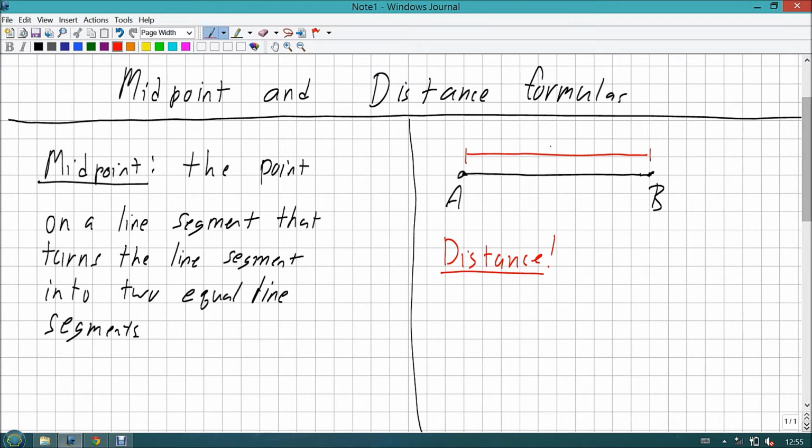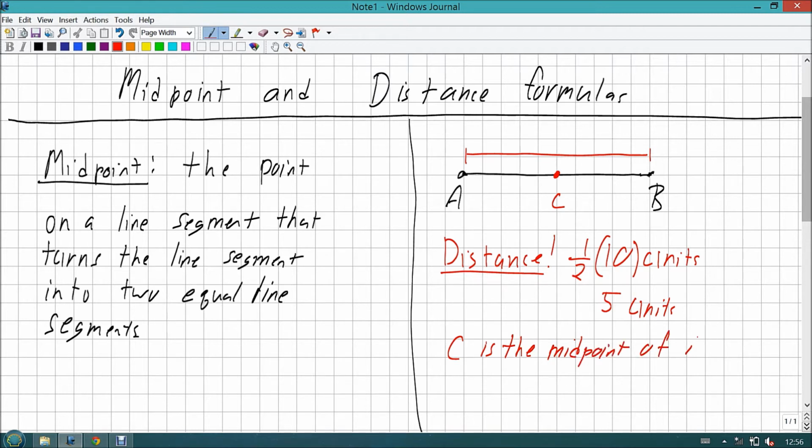Let's count. 1, 2, 3, 4, 5, 6, 7, 8, 9, 10. So the distance is 10 units. To cut that exactly in half, you would multiply it by 1 half, and you would get 5 units. So we go over 5 units, and that will be the midpoint. 1, 2, 3, 4, 5. And this point, C, cuts this into two sections, where we have 5 on the left and 5 on the right. Therefore, C is the midpoint of line segment AB.